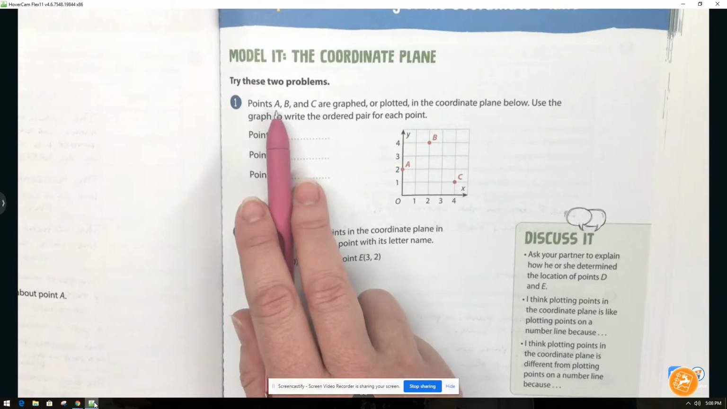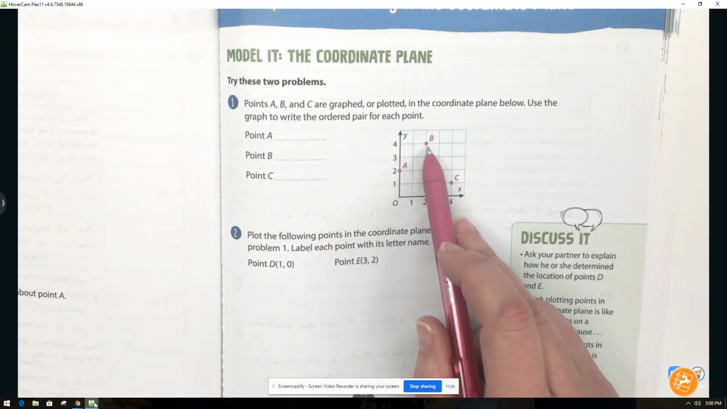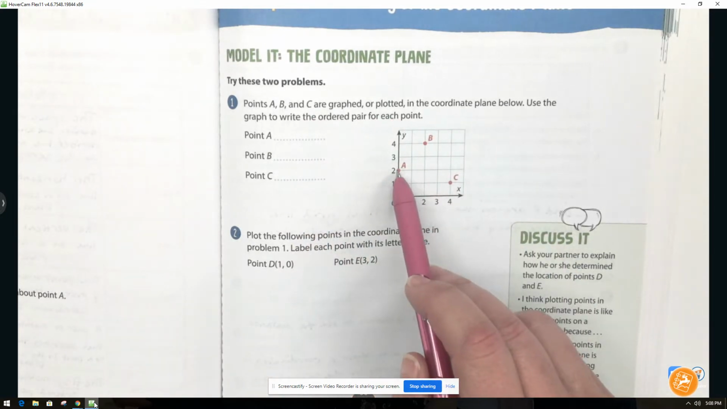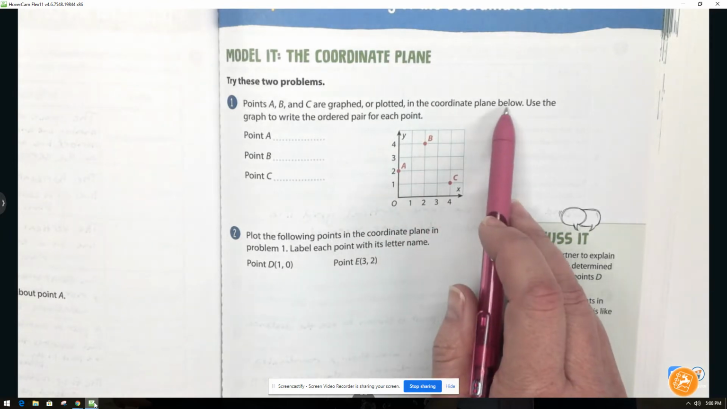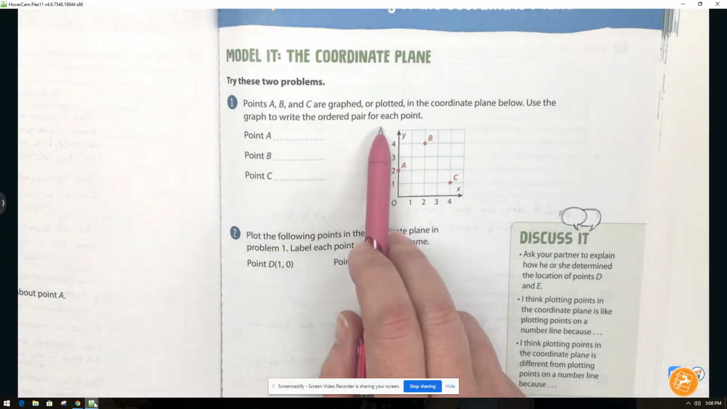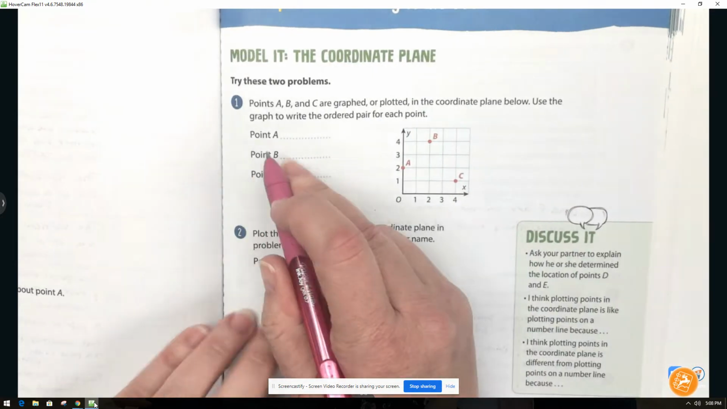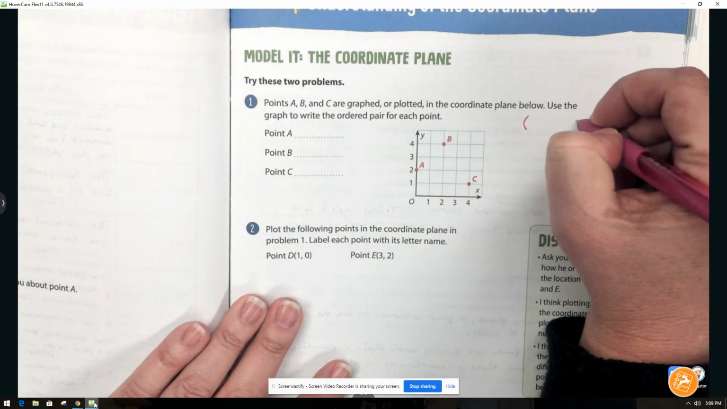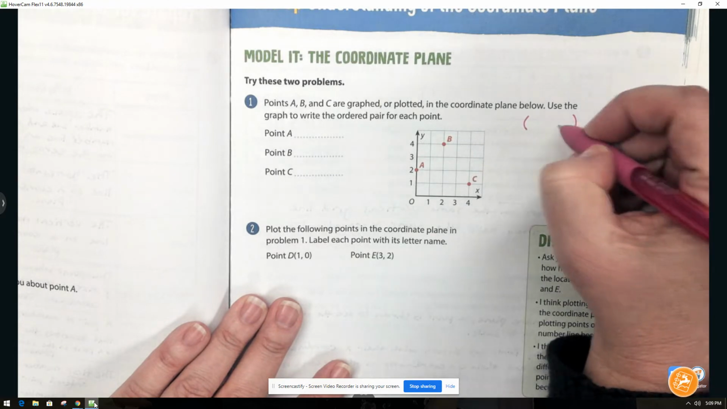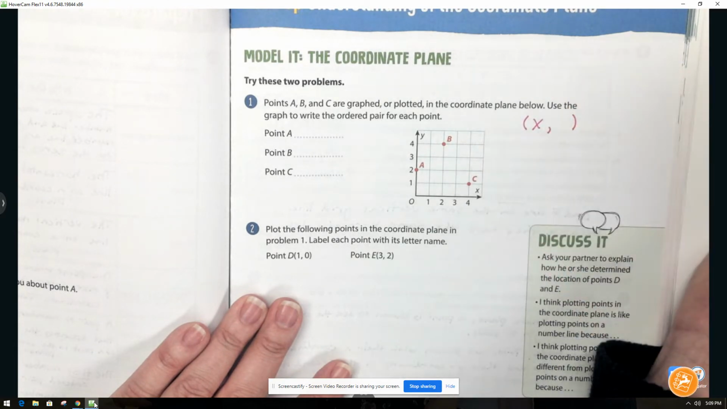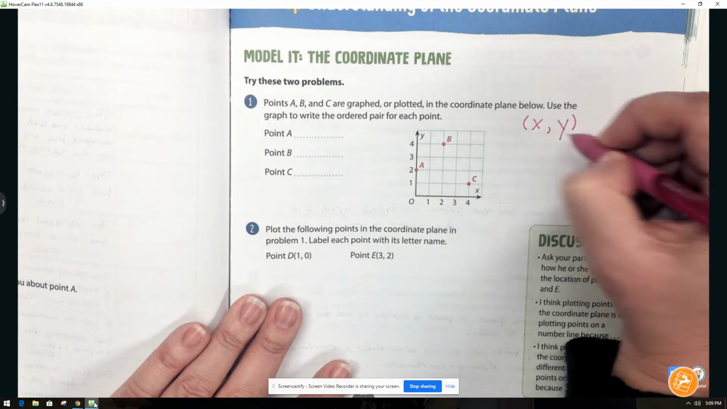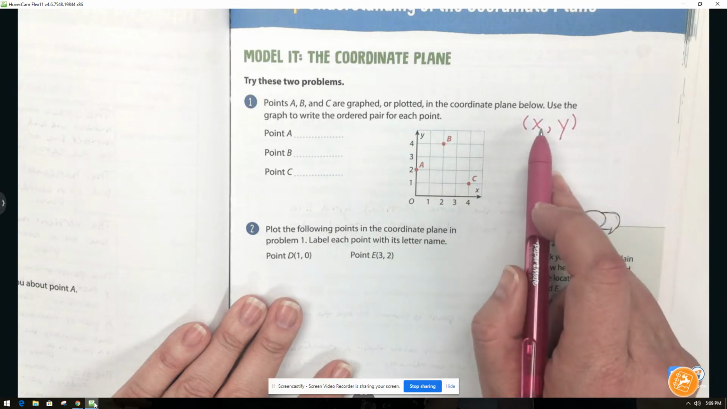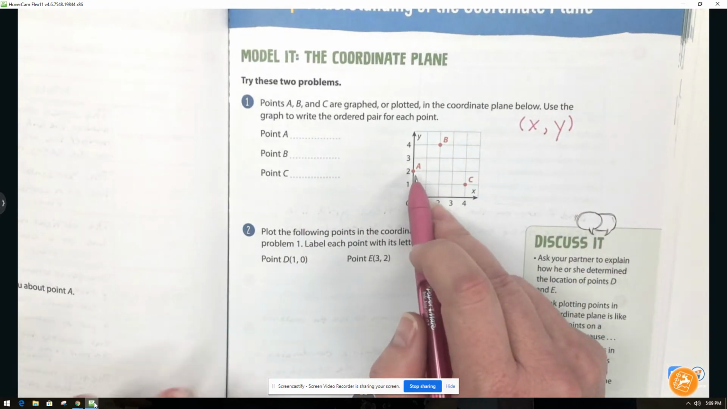Number 1 says this: points A, B, and C are graphed or plotted in the coordinate plane below. Use the graph to write the ordered pair for each point. So we're going to find the ordered pair for points A, B, and C. The important thing to remember is that in an ordered pair, we always use parentheses. The x value always comes first, then a comma, and then the y value. So all of these ordered pairs are going to use this format. And so let's go ahead and start with point A.